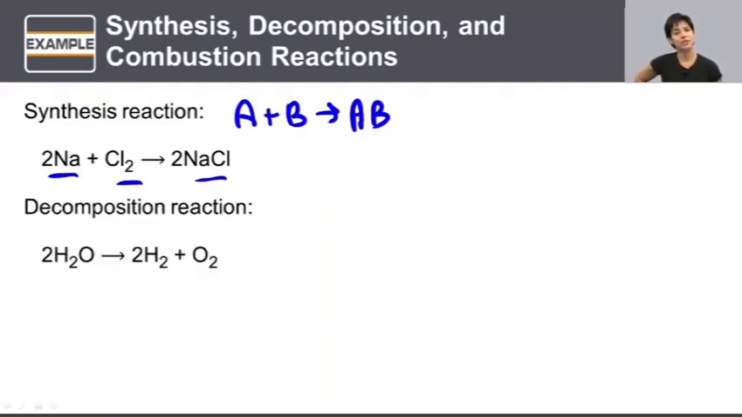Next, decomposition. Remember we said that this was the opposite of synthesis, coming apart. So we have our water molecules. We have that compound, that AB. And after the reaction of decomposition, we have our water, our hydrogen, and oxygen. Those component parts, now gases.